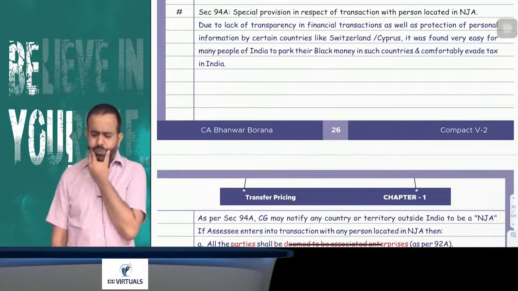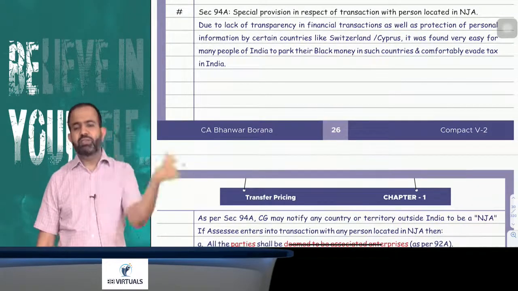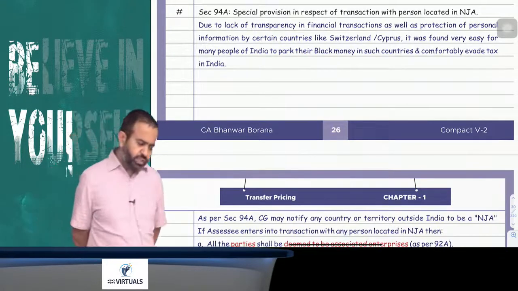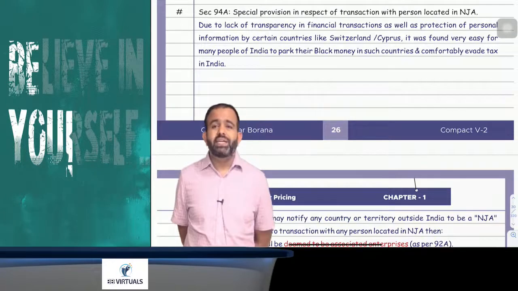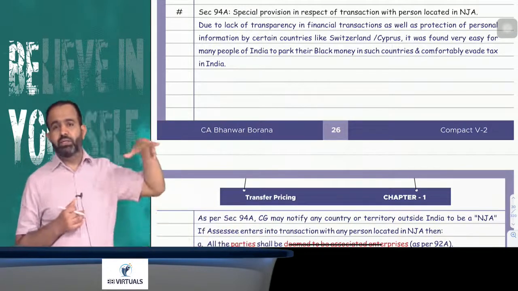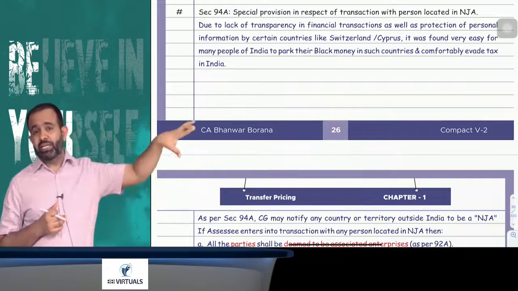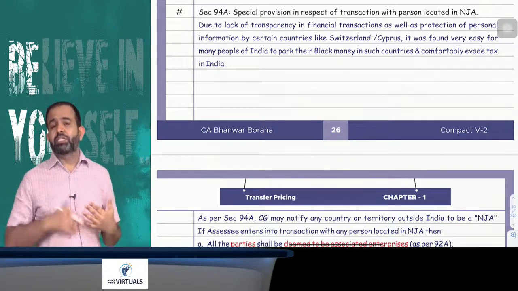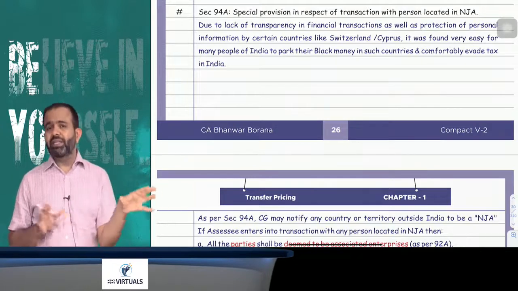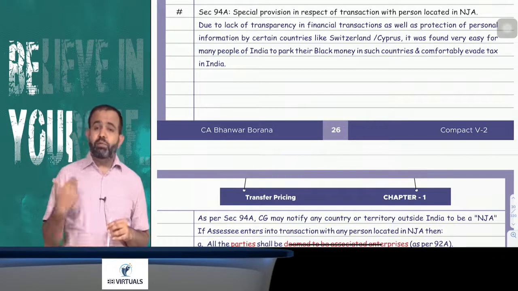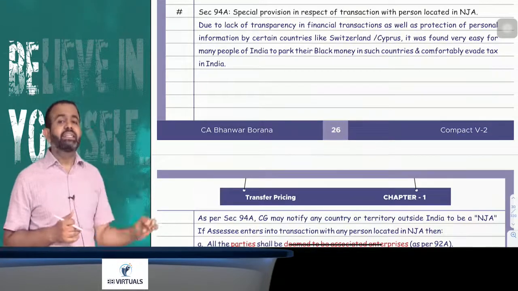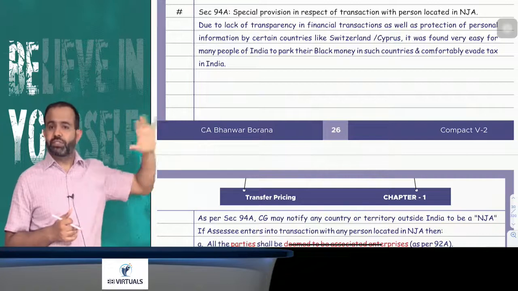94A is a special provision for transactions with a person located in an NJA. NJA means notified jurisdictional area. Now you know that there are various countries that are not cooperating with India on information sharing. Means they do not supply the black money holder information if black money is kept in that particular country. Examples are Switzerland and Cyprus and others, that type of country, they are not cooperating with India. Then what can we do? You know that our central government has the power to declare that country as an NJA, that is, a notified jurisdictional area.